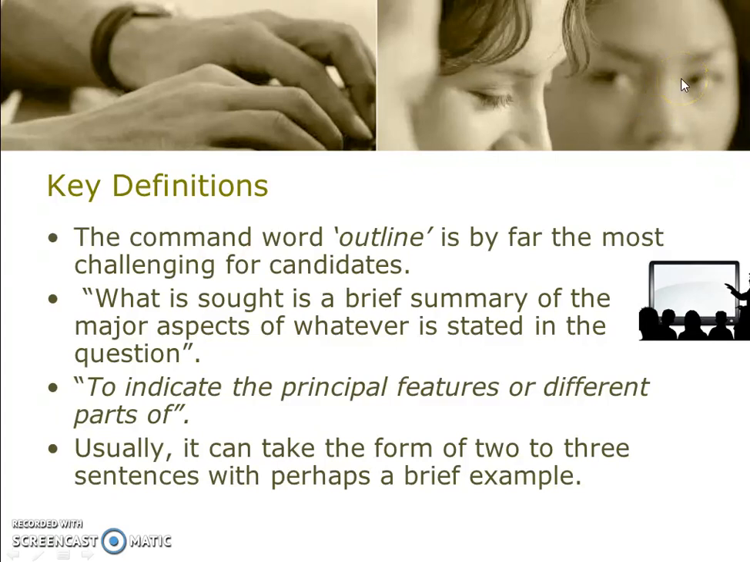So first of all, we have some key definitions. The command word outline is by far the most challenging for candidates. What is sought is a brief summary of the major aspects of whatever is stated in the question. Outline simply means to indicate the principal features or different parts of what is being asked for. Usually it can take the form of 2 to 3 sentences with perhaps a brief example.